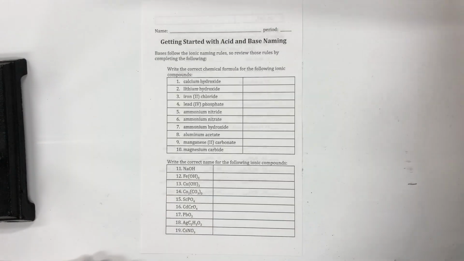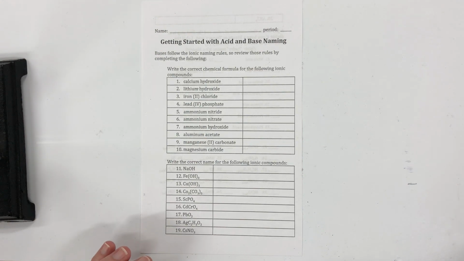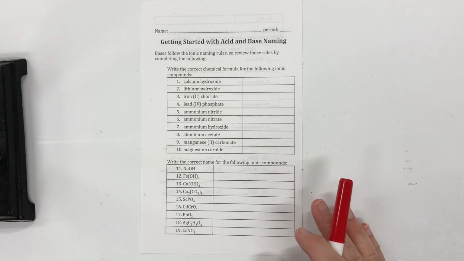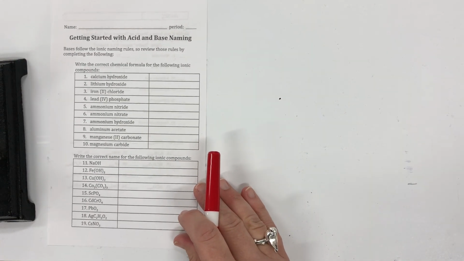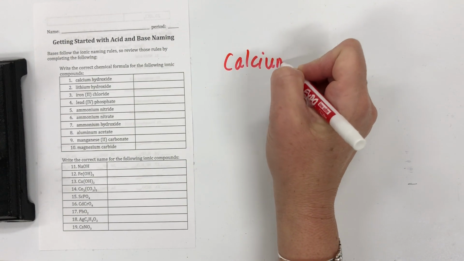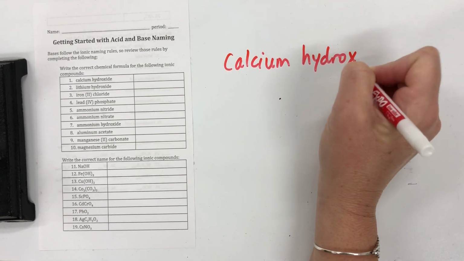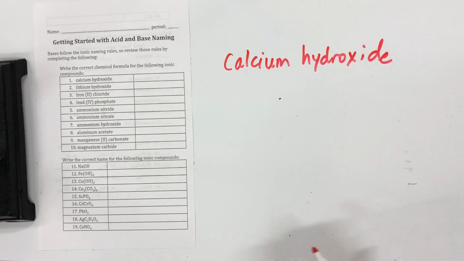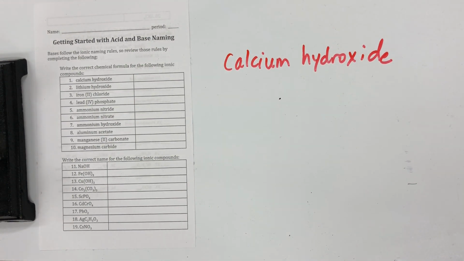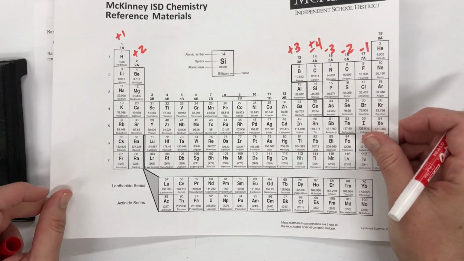So going back to our worksheet, I'm in this first section. We are going to write the chemical formula for the following ionic compounds. And I'm going to work an example for you here, and just move this over to the side so you can see it a little bit better. So I am writing the formula for calcium hydroxide. So the first thing I want to know is what are the charges on the 2 ions that form this compound. So I'm going to look for calcium on my periodic table.